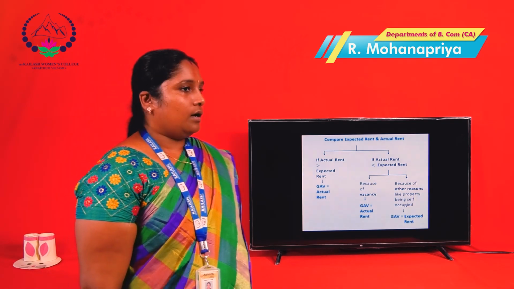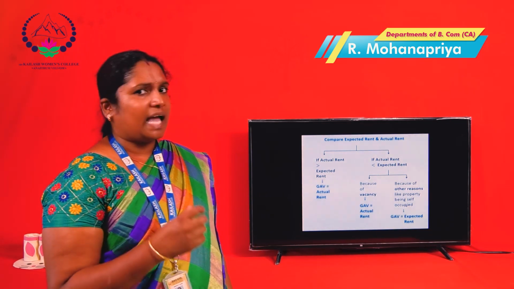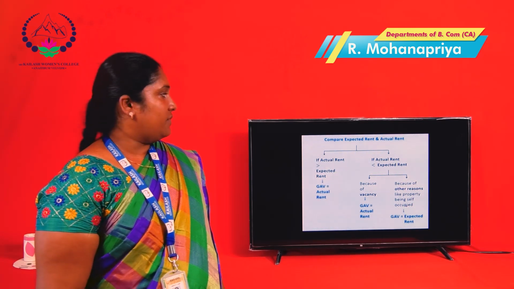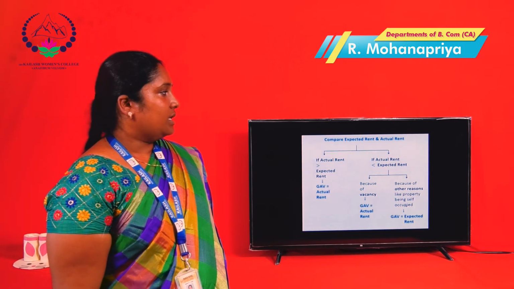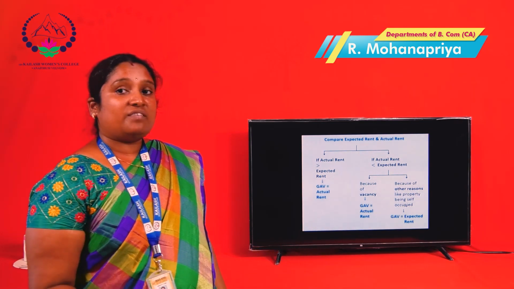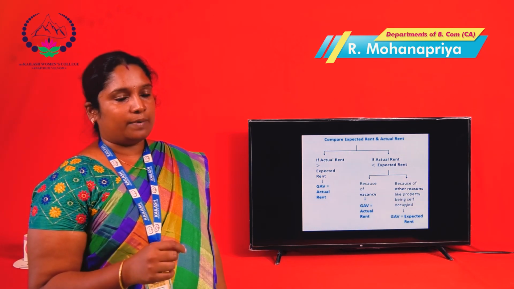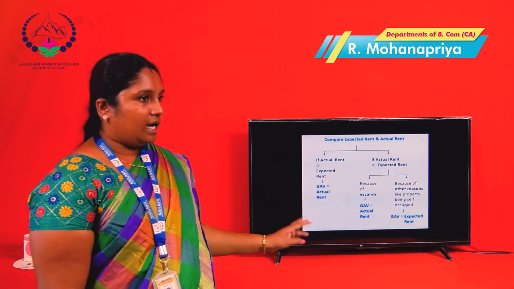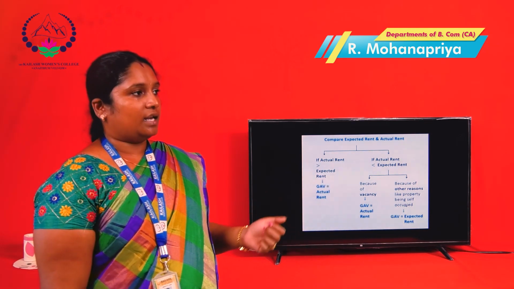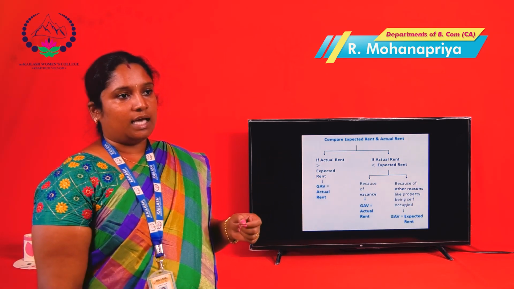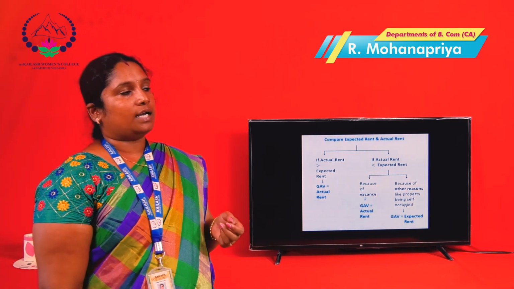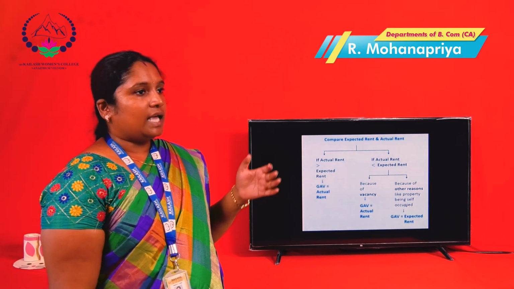Next is income from house property. How to calculate GAV? GAV means gross annual value. Compare the fair rental value and the municipal rental value, and take whichever is highest. Then compare that amount with the standard rent and take whichever is lowest. Then compare that with the actual rent received, and that is the gross annual value.